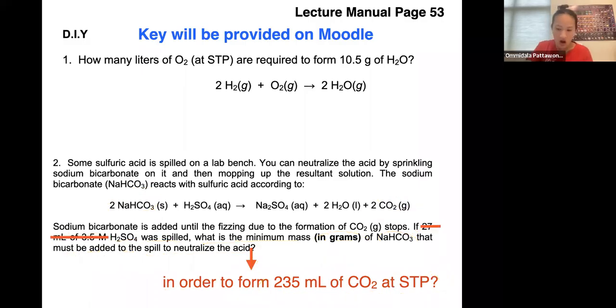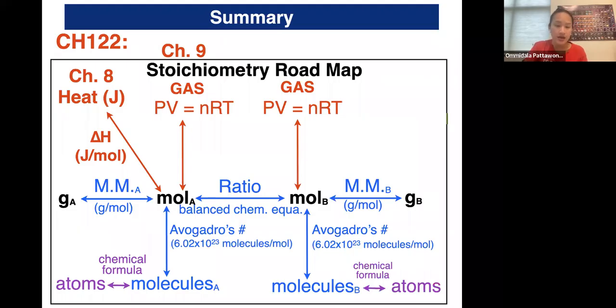Here's a summary of chapter 9.6. Pretty much we are looking at gas stoichiometry, where you are feeding the moles from PV = nRT into the moles of the gas, right? And then you can use the mole ratio to do several types of conversions.